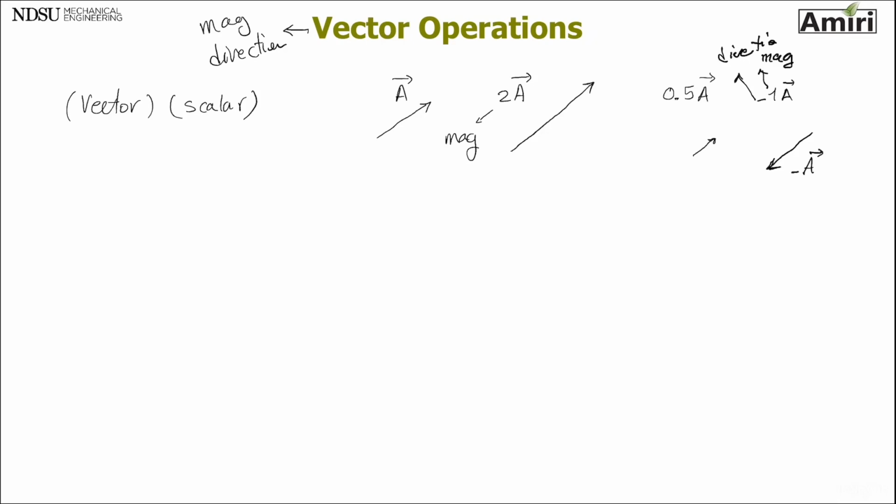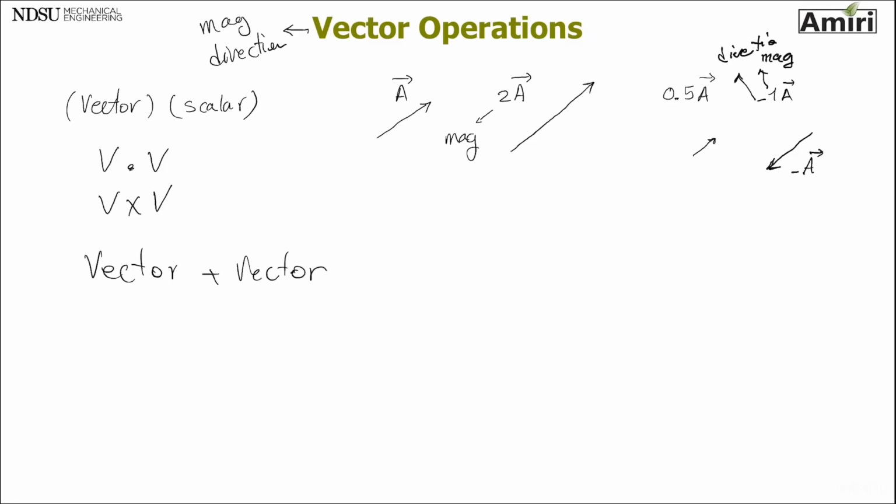We're going to talk about vector operations. We don't have a vector multiplied by a vector, but we have vector dot another vector and vector cross another vector, which we're going to talk about later in this chapter and later in chapter 4. But let's see how we can add two vectors together. So a vector plus another vector.